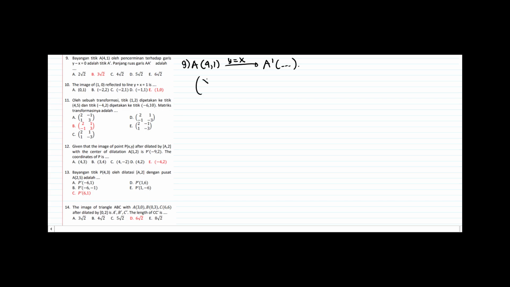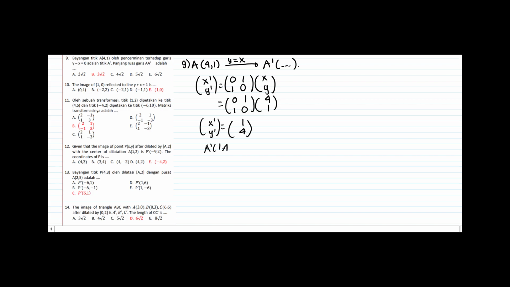Okay, so the formula will be like this. The matrix for y equals x is 0, 1, 1, 0, and then put the numbers, the x and y, 4 and 1, and then multiply it, 1 and 4. So I have x accent and y accent equals 1, 4. Okay, 1, 4. But that's not the question. The question is the length of A accent.